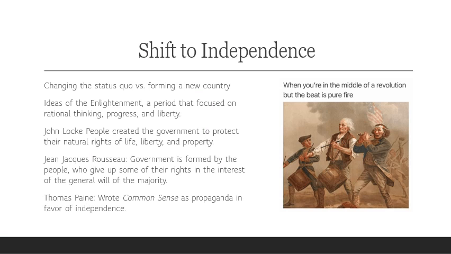So the next thing I want to talk about is the shift to independence. Now remember, at the beginning of the American Revolution, we're not actually trying to become independent. We just want our grievances addressed. We just want to fix what we think was wrong, right? We're all about changing the status quo, making things better for us. But eventually we're going to get to the idea of forming a new country.